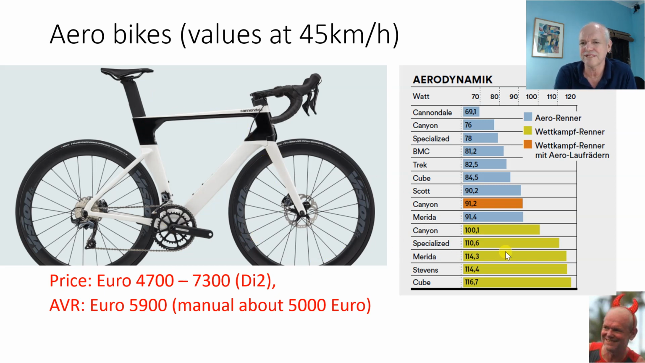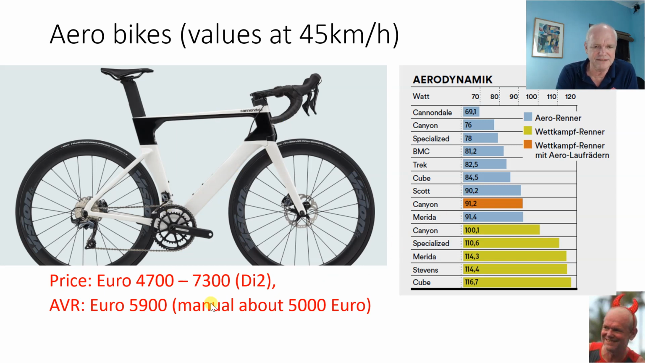And if you want to get some idea what is related to the wheels and what is related to the frame, this Canyon bike was also measured with aero wheels, so the difference here is 10, between, so you can say maybe 10 watt is related to the wheels, and then the rest is related to the frame.